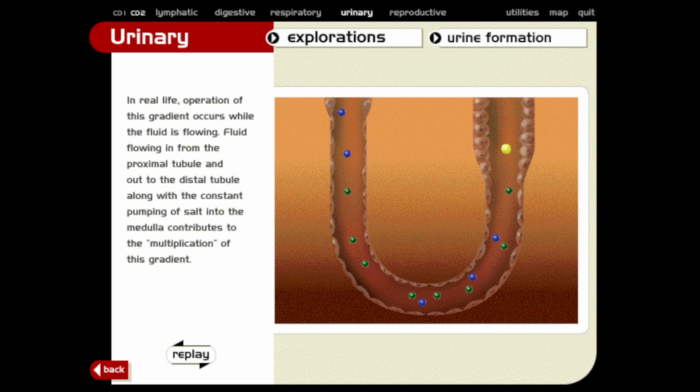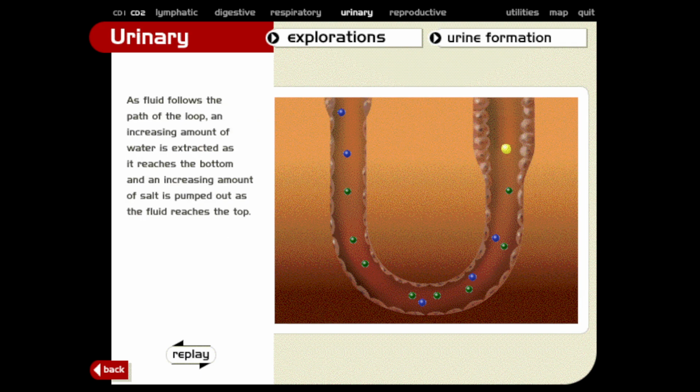In real life, operation of this gradient occurs while the fluid is flowing. Fluid flowing in from the proximal tubule and out to the distal tubule, along with the constant pumping of salt into the medulla, contributes to the multiplication of this gradient. As fluid follows the path of the loop, an increasing amount of water is extracted as it reaches the bottom, and an increasing amount of salt is pumped out as the fluid reaches the top.